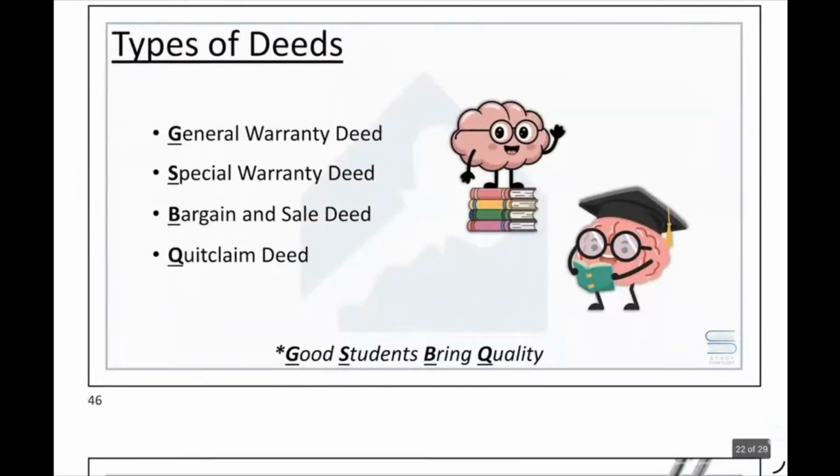If you want to remember our different types of deeds, good students bring quality. General warranty deed, special warranty deed, bargain and sale deed, and quitclaim deed. General warranty, special warranty, bargain and sale, quitclaim. Remember, this one has 0 promises, and this one has all the promises. So when you're trying to figure this out, good students bring quality. It's also in the order of strength.